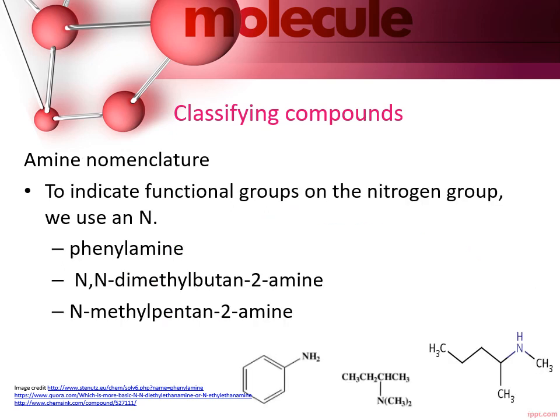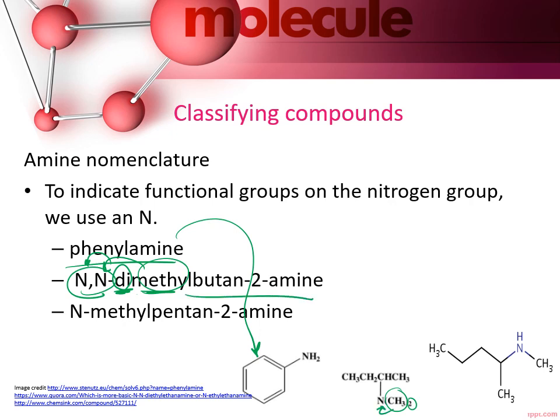And I have never, ever seen IB ask us to name amines that have multiple functional groups on the ends, multiple carbon chains on the end. But just in case, phenylamine is this guy. NN is telling us that I have 2, di, for 2 methyl groups. 2 methyl groups are both on the nitrogen. That's these methyl groups. There are 2 of them that are both bound to the nitrogen.